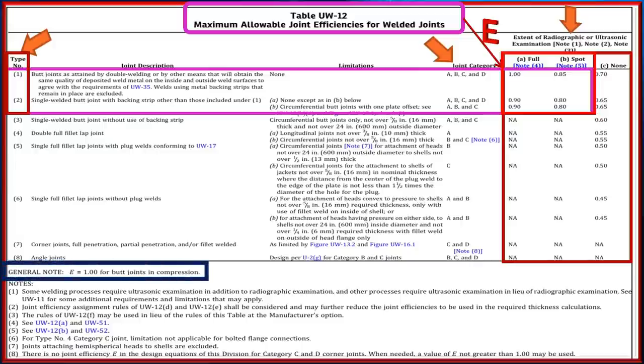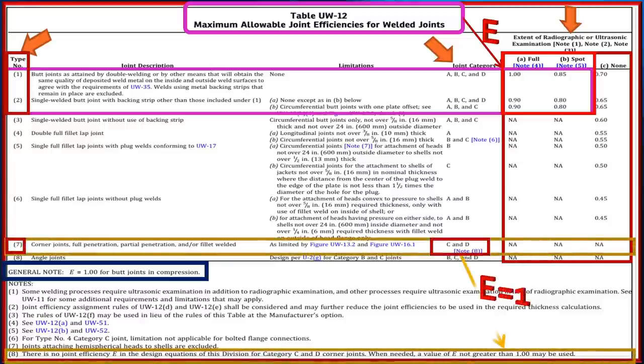As shown in the general note, E equals 1 for butt joints in compression. As per note 8, there is no joint efficiency E in the design equations of this division for category C and D corner joints. When needed, a value of E not greater than 1 is to be used.